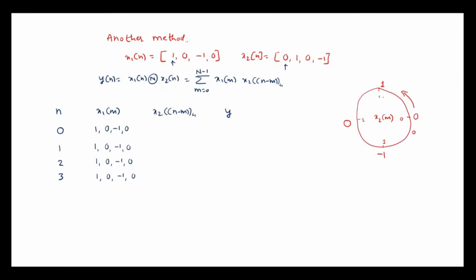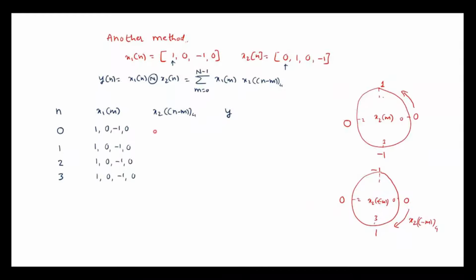That is, I will draw the same circle. The index values are the same, that is, this is 0, this is 1, this is 2 and this is 3. Now I will represent these values in the clockwise direction, as 0, the next value is 1, the next value is 0, the next value is minus 1. So this is nothing but x2 of minus m, that is the circular shift.